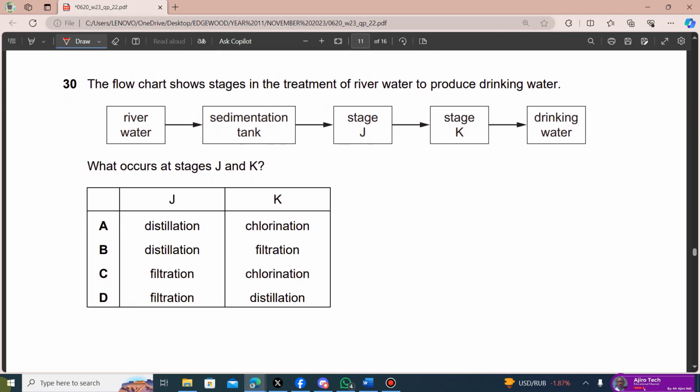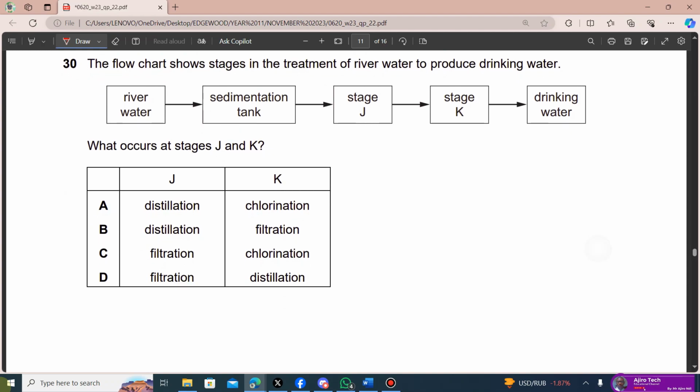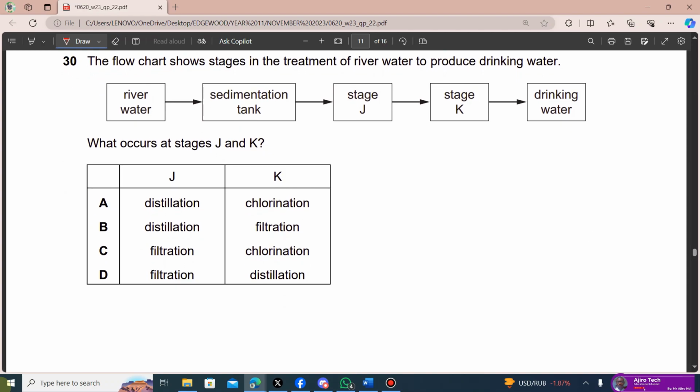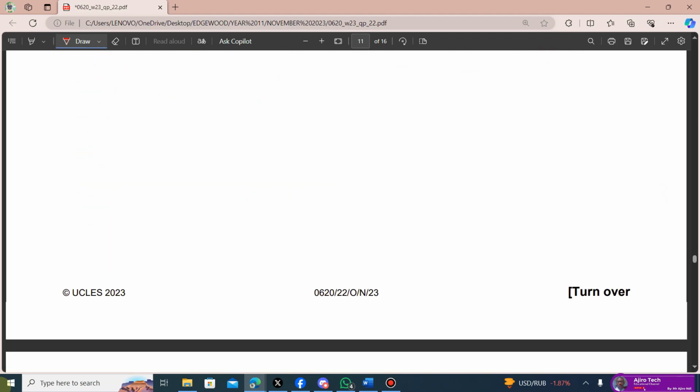The flowchart shows the stages in the treatment of river water, so we have to identify stage J and stage K. Now, if you look at it, you see that after sedimentation, the next thing that should follow is filtration. Distillation has no business in what we are saying here. So after sedimentation, filtration should follow, and then chlorination before it is sent for drinking.